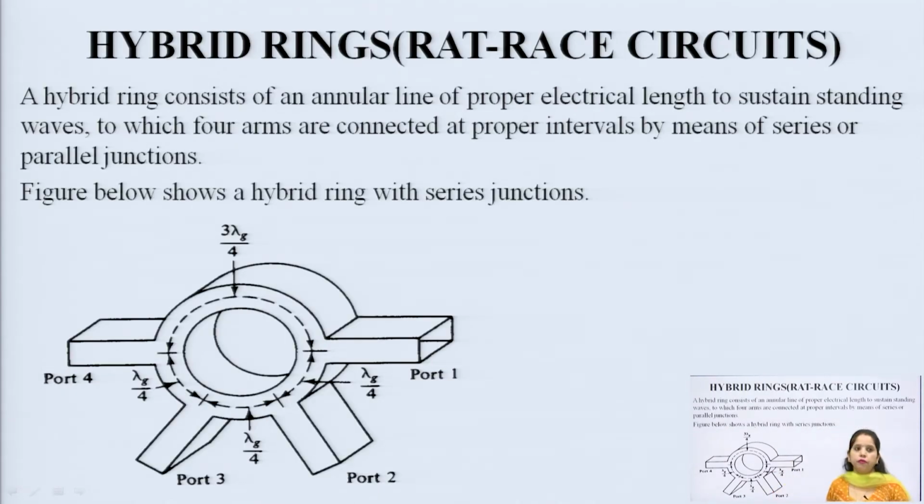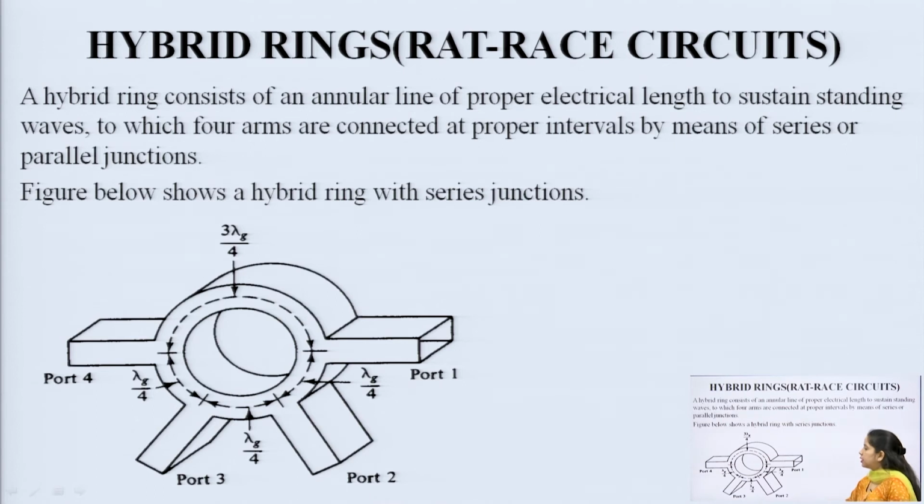Now comes the turn of the hybrid ring or rat-race circuit. So, basically what is the hybrid ring? The hybrid ring consists of an annular line of proper electrical length to sustain standing waves, to which 4 arms are connected at proper intervals by means of a series of parallel junctions.